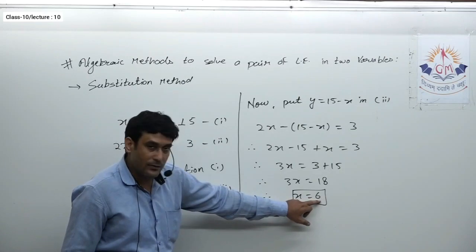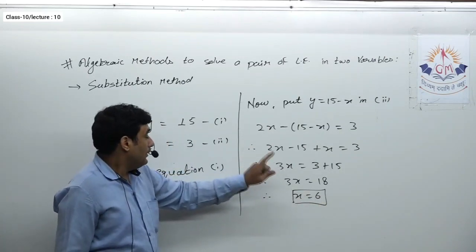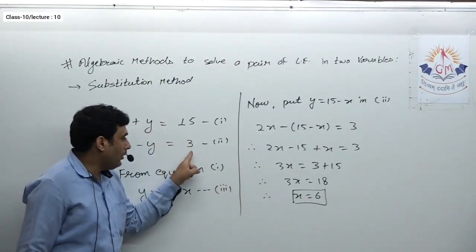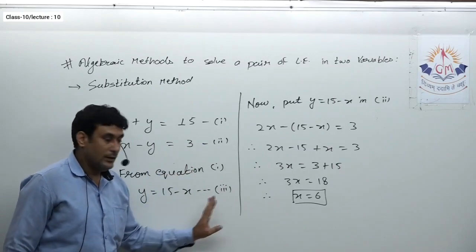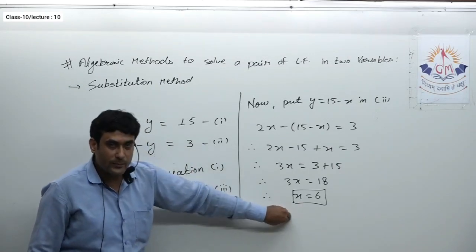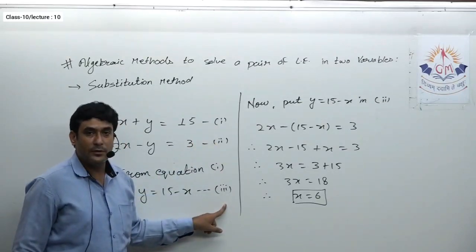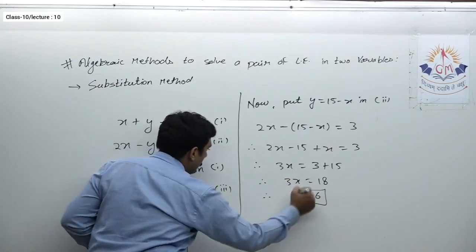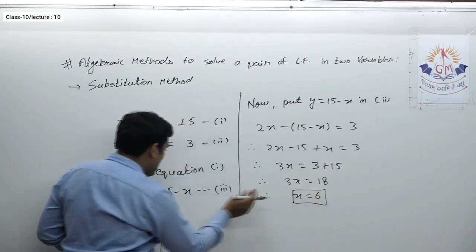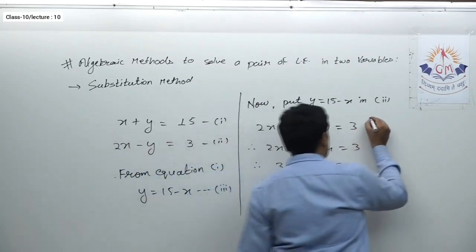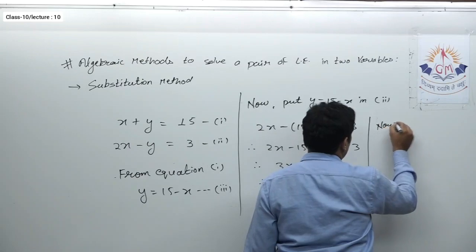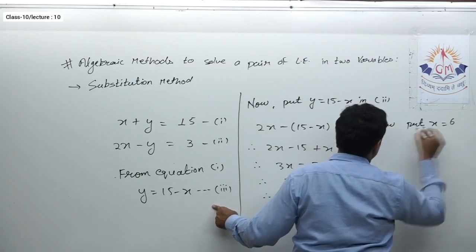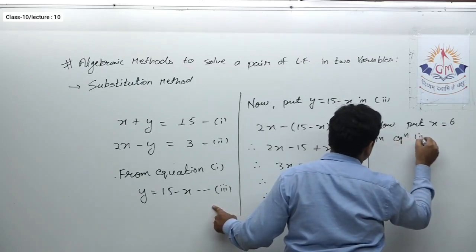That means after obtaining the value of one variable, you can obtain the value of another variable by putting this either in equation 1 or in equation 2 or in equation 3. You can put the value of the first variable in any of these three equations and you will get the value of the second variable. But I always advise that you put this value of x, or the value of the first variable, in equation 3. That will save your time. So now put x is equal to 6 in equation 3.